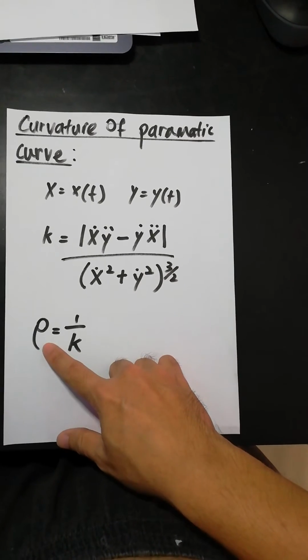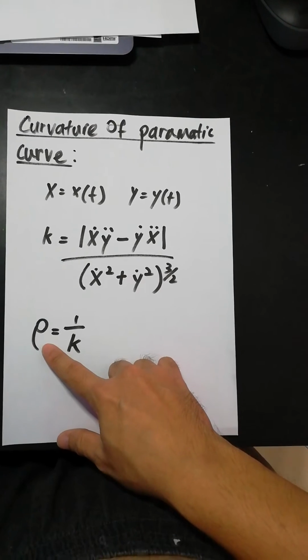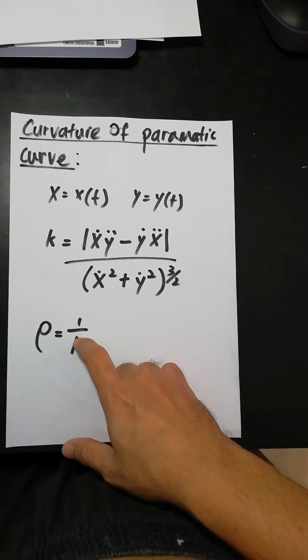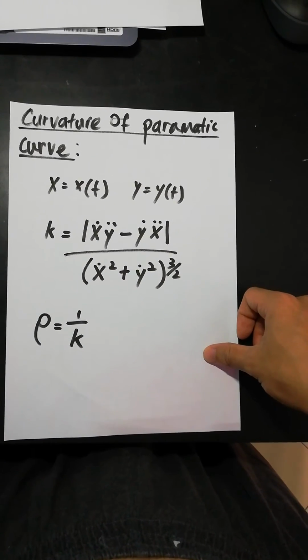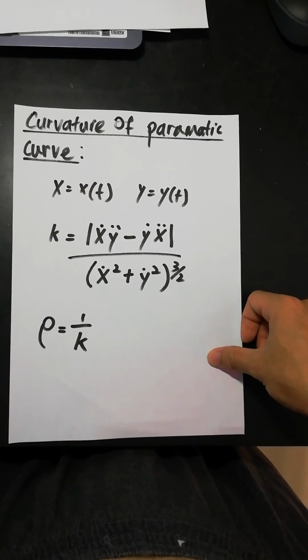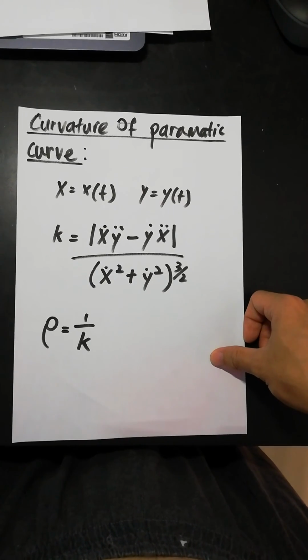Same as the previous one, rho is equal to 1 over kappa to get the radius. So that's all for the curvature formula.